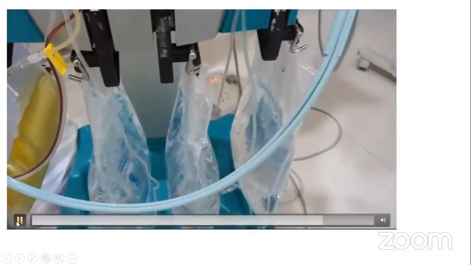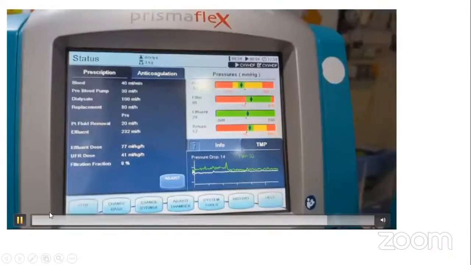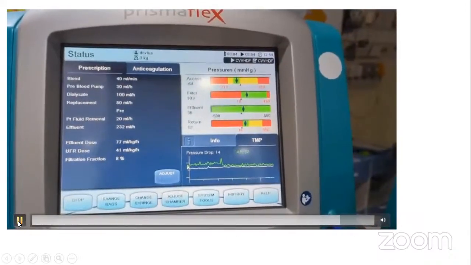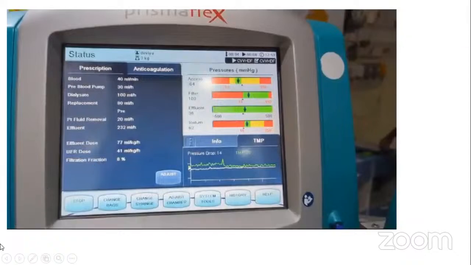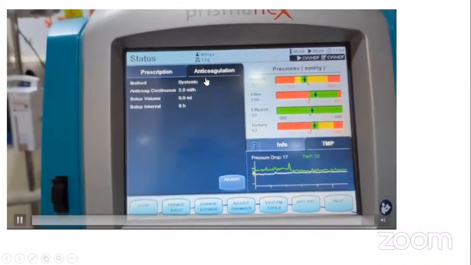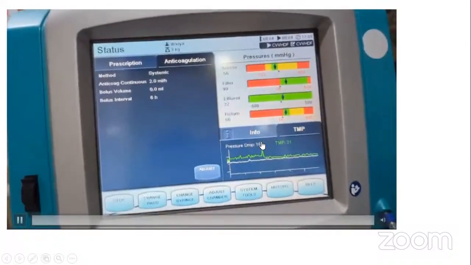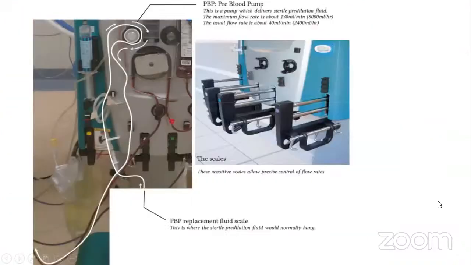Here we can see these 4 bags. This is an effluent bag. This is a PVP pre-blood pump bag. This is a dialysate bag, and this is a replacement fluid bag. And this is the communication unit. I'll come to details regarding this communication unit in later slides. And this is where we can see how much anticoagulation is given. Here we can see information regarding transmembrane pressure and other pressures in the CRRT, which we will be seeing in the following slides.